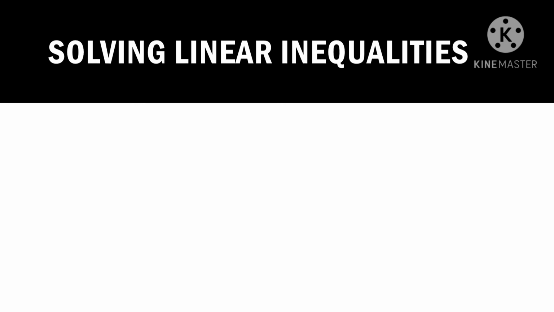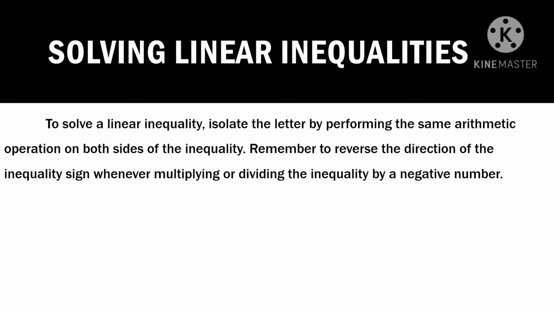So, this time, let us talk about solving linear inequalities. So, paano ba mag-solve ng linear inequalities? To solve a linear inequality, you have to isolate the letter or the variable by performing the same arithmetic operation on both sides of the inequality. So, yung gagamitin natin ay yung properties of inequalities that we mentioned a while ago. Remember, to reverse the direction of the inequality sign whenever multiplying or dividing the inequality by a negative number. So, ito kasi kadalasan nakakalimutan in solving linear inequalities. No? So, we have to reverse the direction of the inequality sign whenever multiplying or dividing an inequality by a negative number. So, this is how we solve linear inequalities.